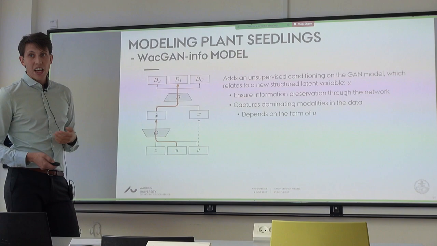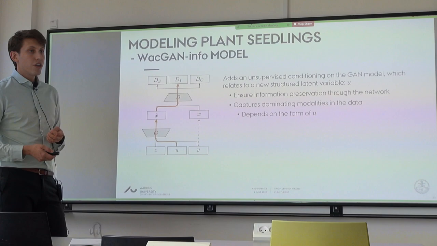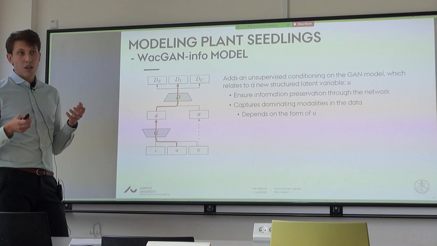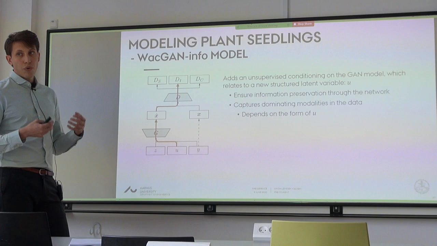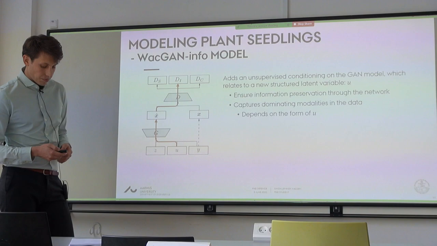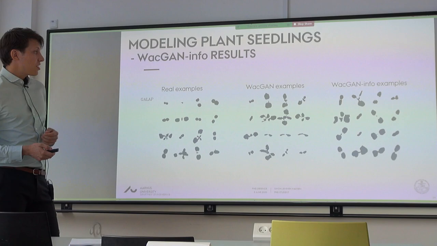Which modalities we capture depends heavily on the form that we choose for our latent variable U. So for example, if we were looking for a categorical modality in the data, such as leaf count, then we should probably choose a categorical random variable for U. And if we were looking for a linear trend, or modality, we would probably use a continuous variable for U. This model is again a combination of previous GAN models. And these are the samples that we are able to generate with the new GAN model.